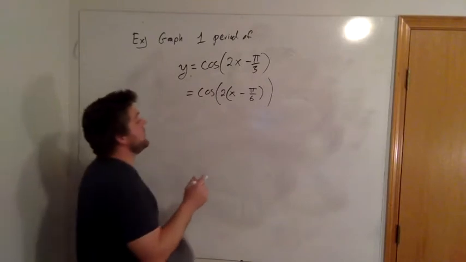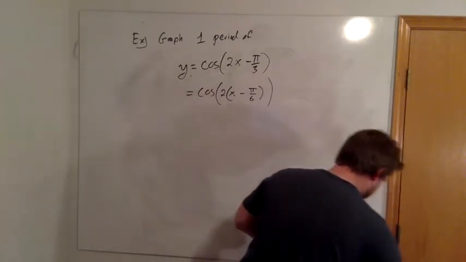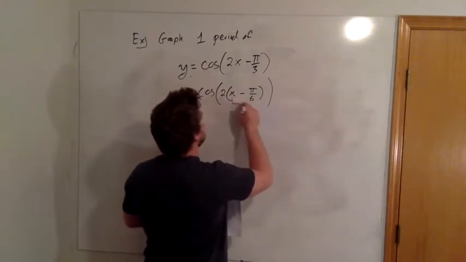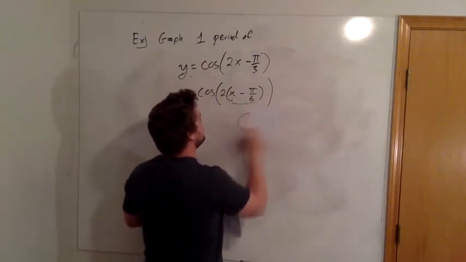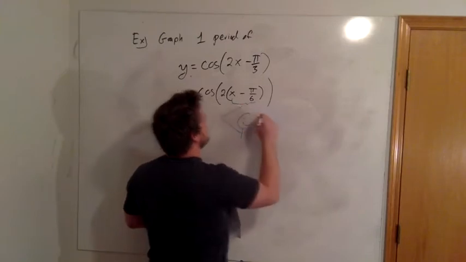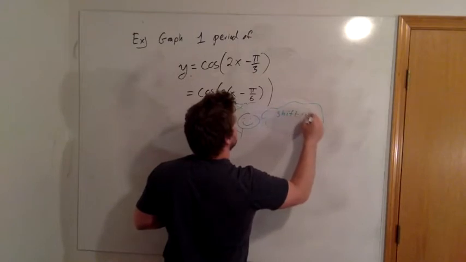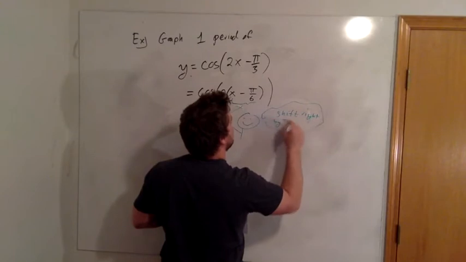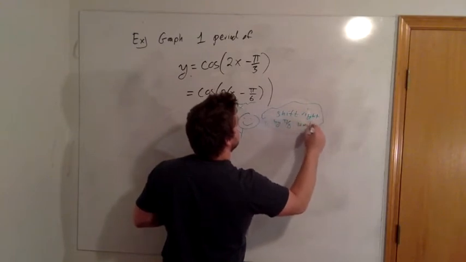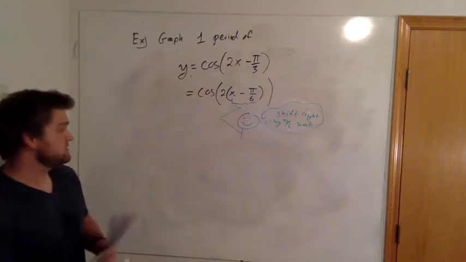So I get right back to where I want. So actually what we have here, green means good. Actually, here with a super smiley face and pointing. This is a shift right by pi over 6 units. So be careful. Okay, now let's go ahead and graph this.